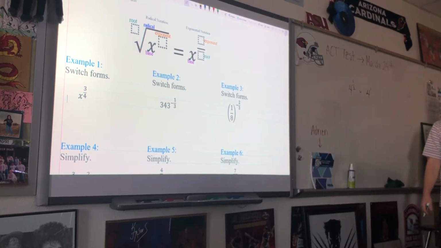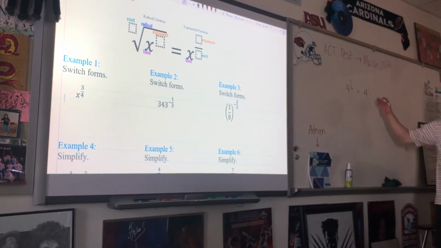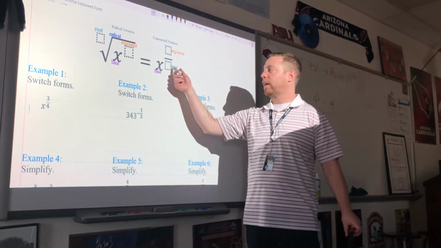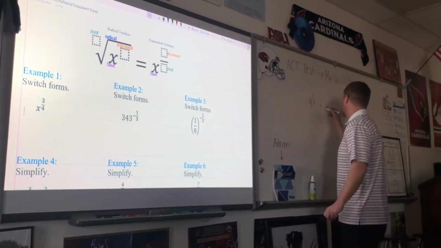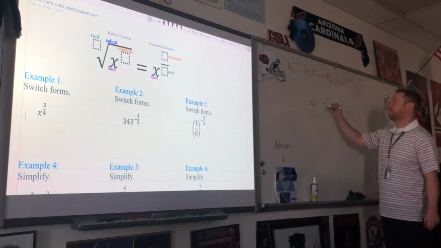Did I really even have to write that one? No, 4 to the first power is the same thing as 4. But I'll leave it there. The denominator in this fraction is called the root. So that would go right here, a little 2 outside that radical symbol.